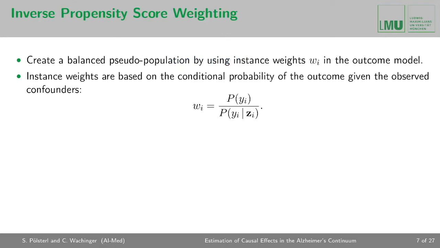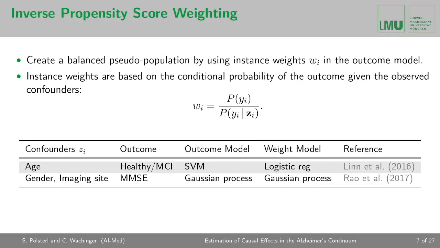The second approach uses instance weights to create a pseudopopulation in which the confounders are approximately evenly distributed among the outcomes. Instance weights are based on the conditional probability of the outcome given the observed confounders. Two papers use such an approach. Lin and colleagues estimate the instance weights by logistic regression and use the weights in an SVM.